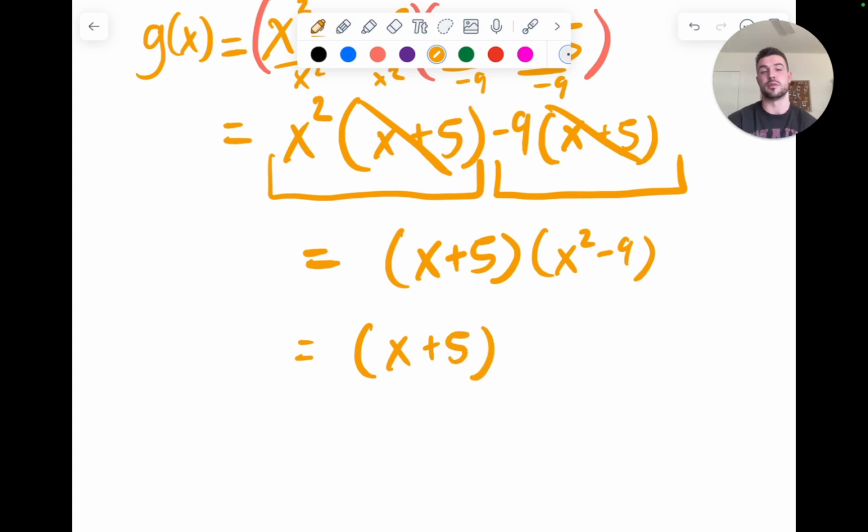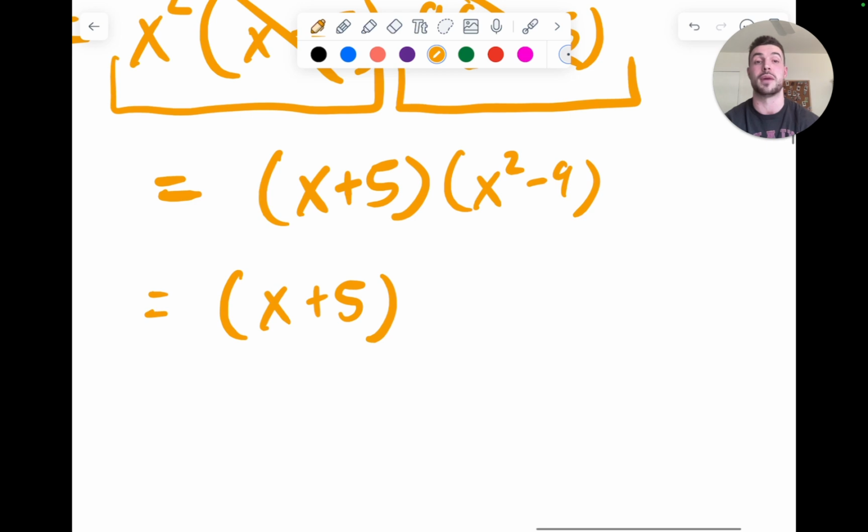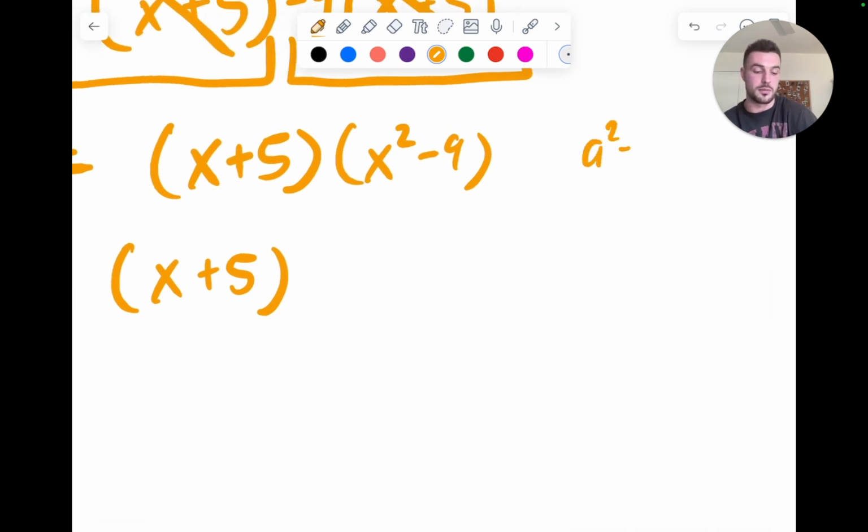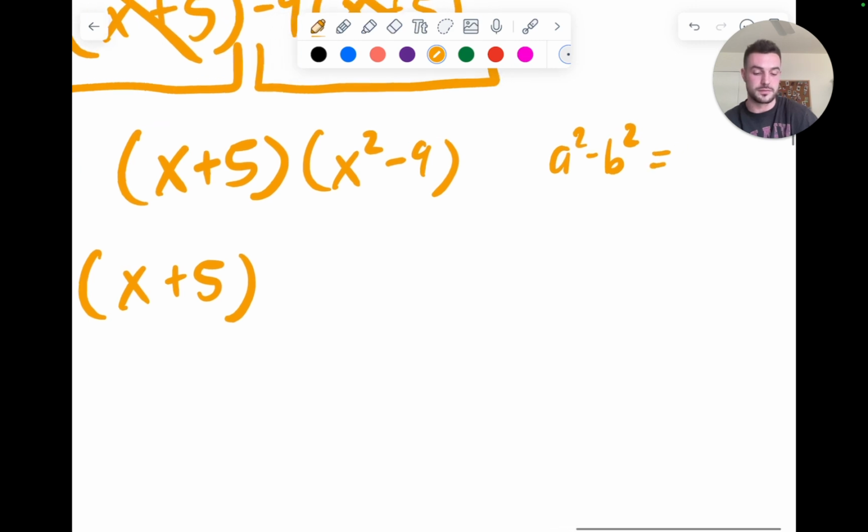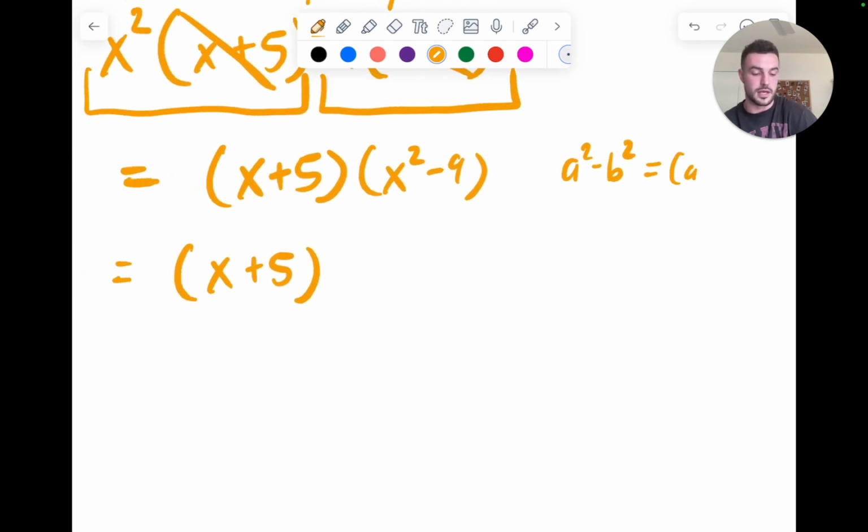There's only two terms, so if factoring that, we'd want to look for the sum and difference of cubes, which neither of these are cubes, or the difference of squares. Now this next one, x squared minus 9, those are both perfect squares, so I can use my difference formula. That's a squared minus b squared equals a plus b times a minus b.